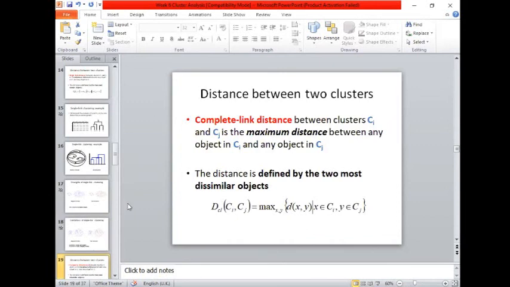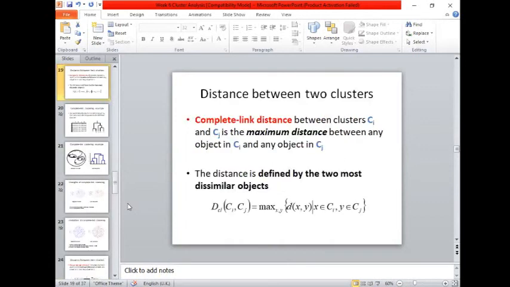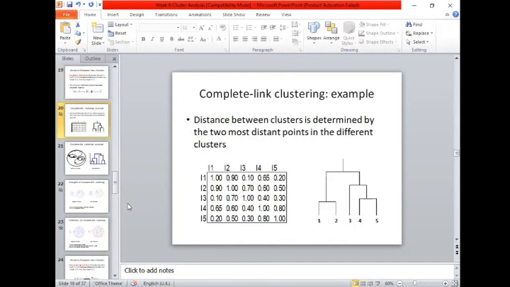And of course, the distance between two clusters. We have the complete link distance: the distance between cluster I and cluster J is the maximum distance between any object in cluster I and any object in cluster J. That is another type of distance. The first is single link, and this now is complete link distance. The distance in complete link is defined by the two most dissimilar objects. The first one is similar; this one is dissimilar or really different.